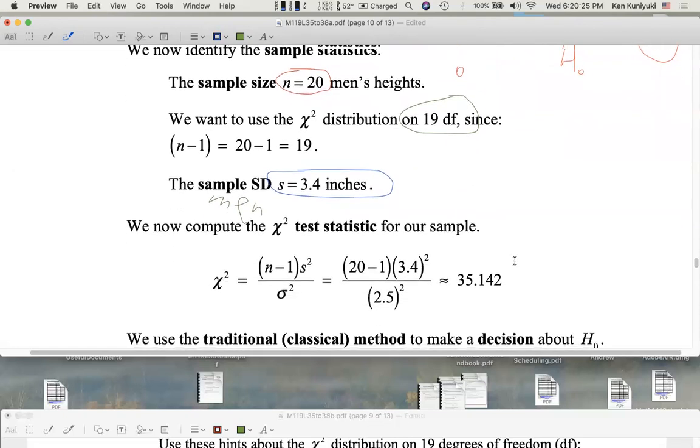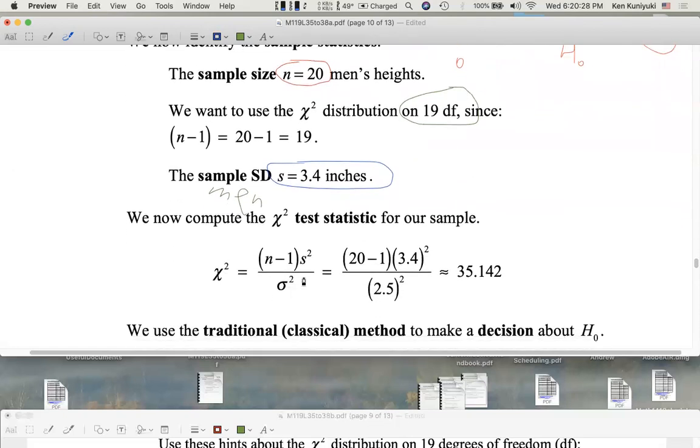So let's compute the chi-square test statistic. Here's the formula I showed you, all right? N minus 1, the number of degrees of freedom. 20 minus 1 is 19. S is the 3.4 here, and that's squared. Remember that if I were to give you the sample variance, you just stick it in without squaring. So remember we have S squared here, okay? If I give you the sample variance, plug it in for here. That is the sample variance. But I'm giving you S, right? Basically, you recognize this as S. So the 3.4, that is squared in the formula.